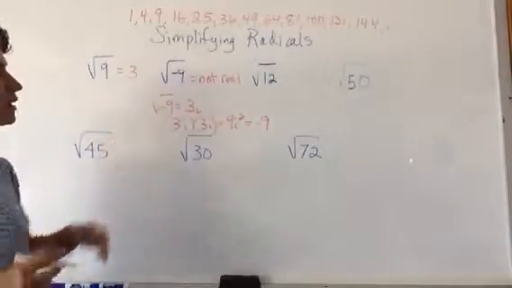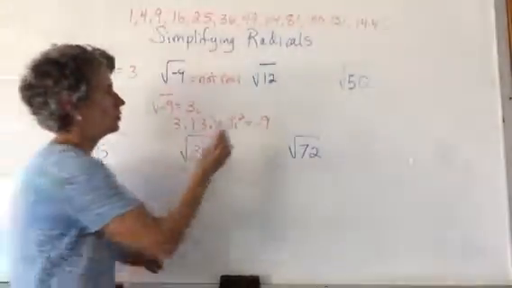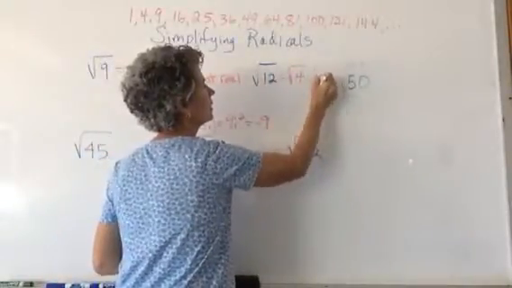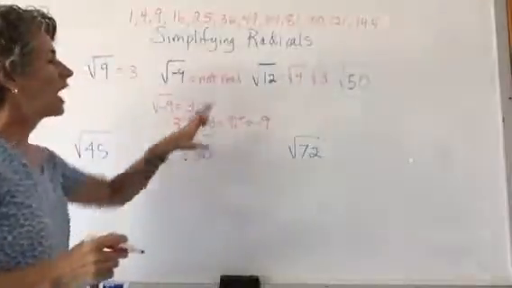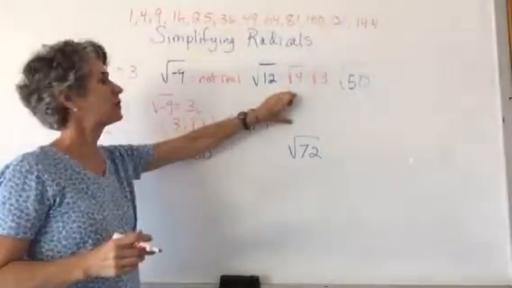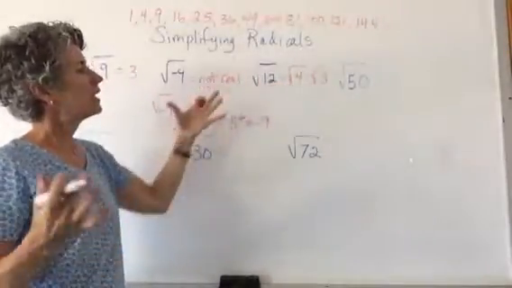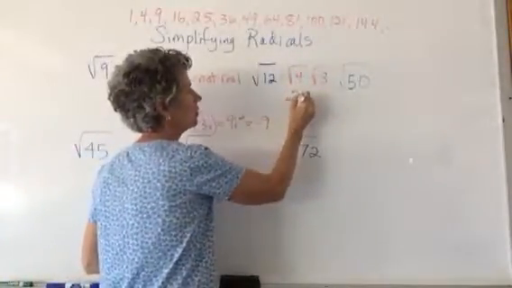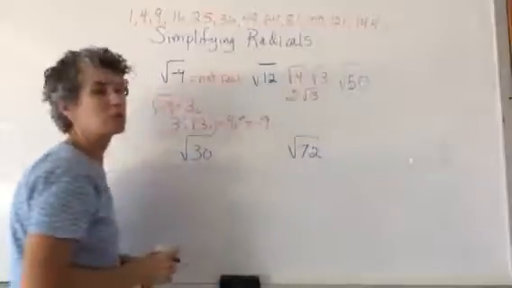When you get a number like 12, 12 is not a perfect square on its own, but you can break that up into a perfect square times something else. I would always put the perfect square first. If you don't put the perfect square first, you tend to get the wrong answer when you do the next step. So the square root of 4 is 2, and so that's 2 times the square root of 3.